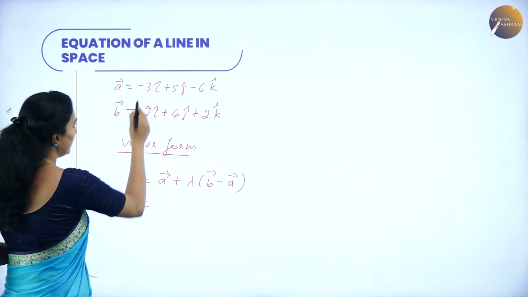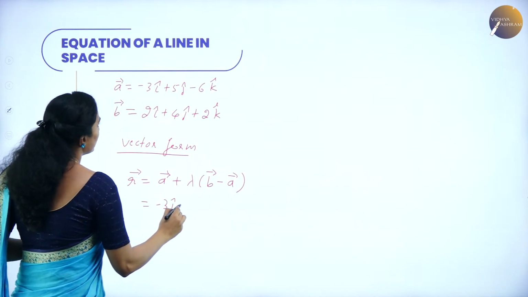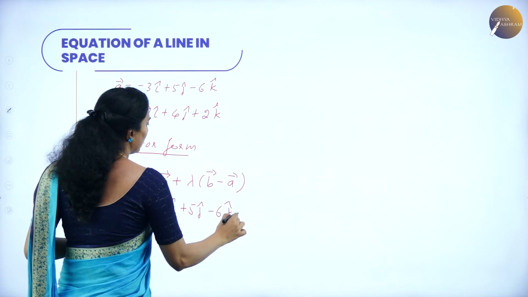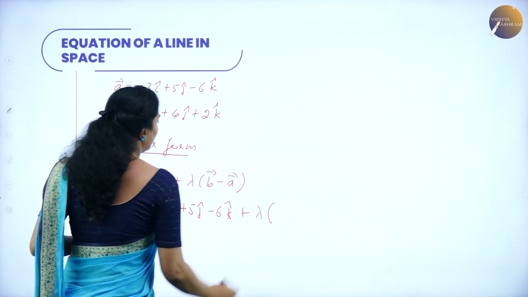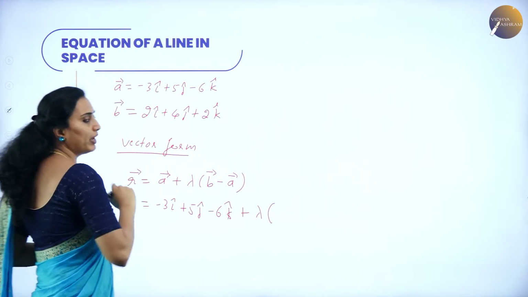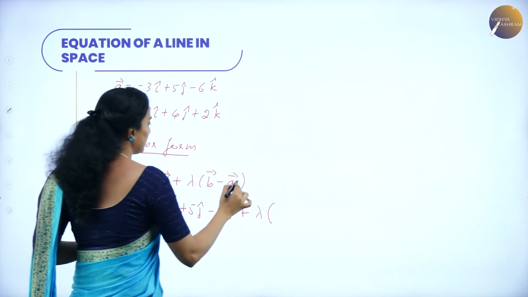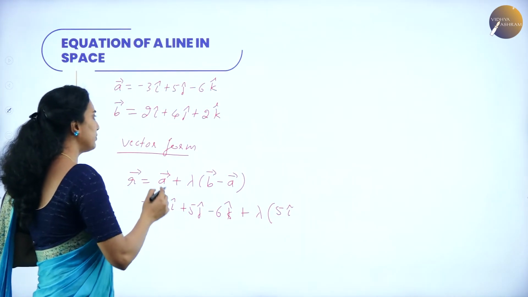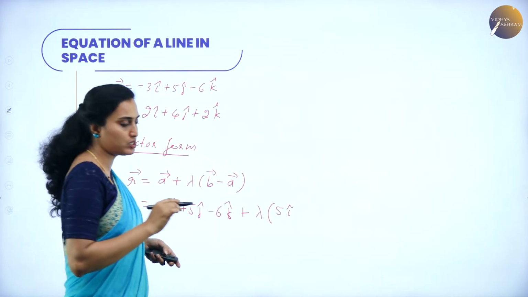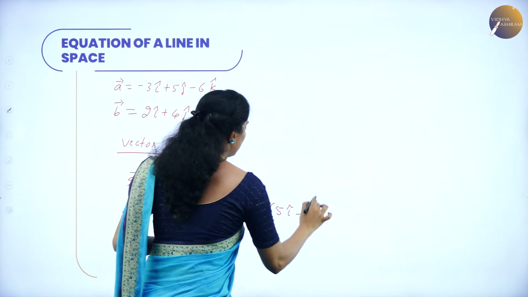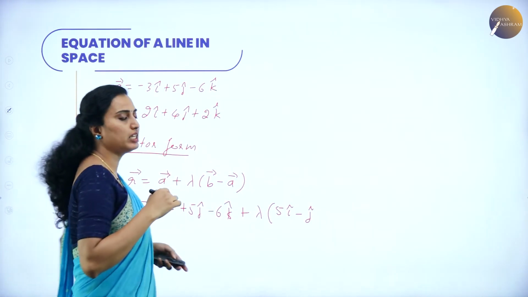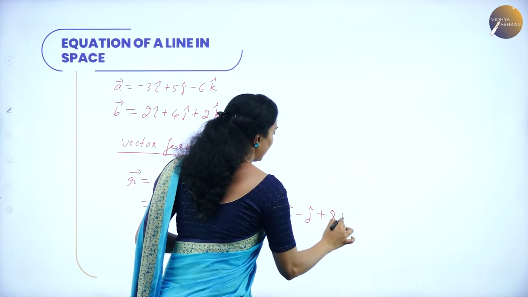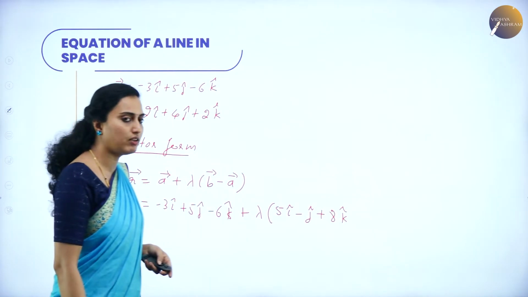Now, the vector is minus 3i plus 5j minus 6k. Similarly, plus lambda into, let me do first, 2 minus of minus 3. 2 minus of minus 3 is plus 3, so it becomes 5i, correct? 2 plus 3 is 5. 4 minus 5 is minus 1, so minus j. Again, 2 minus of minus 6, 2 plus 6 is nothing but 8. So, plus 8k.